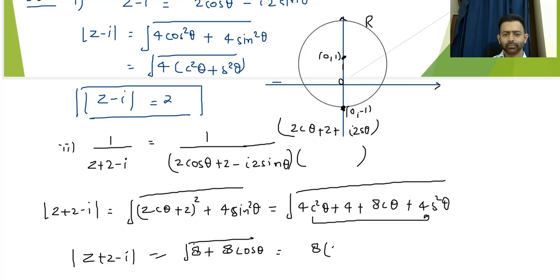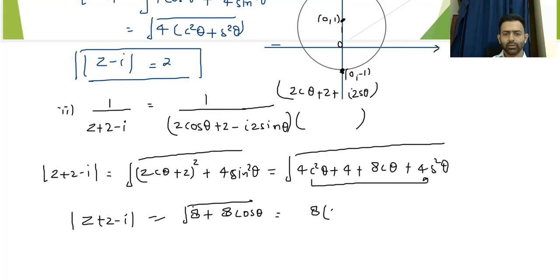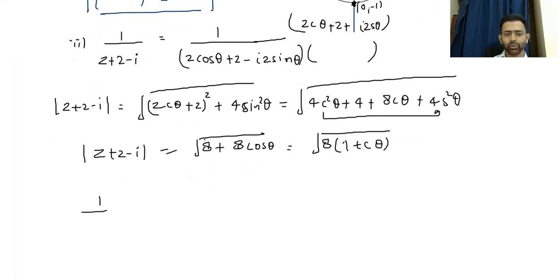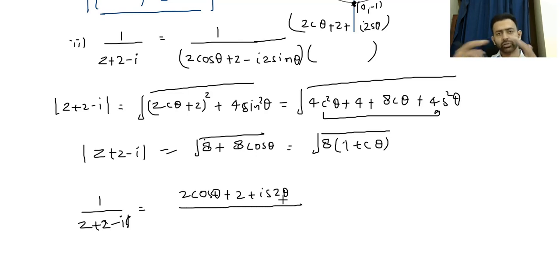Okay, right, and this is 1 plus cos theta square root, right? And this is the magnitude, right? And in the original question we have to find out the real portion of 1 over z plus 2 minus i. This will be the conjugate of this, which is 2 cos theta plus 2 plus i times sine 2 theta, and in the denominator we will have the square of the magnitude, right?